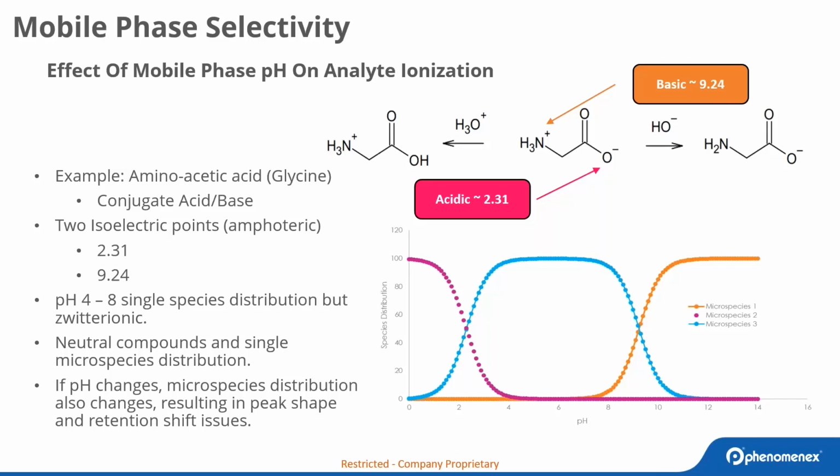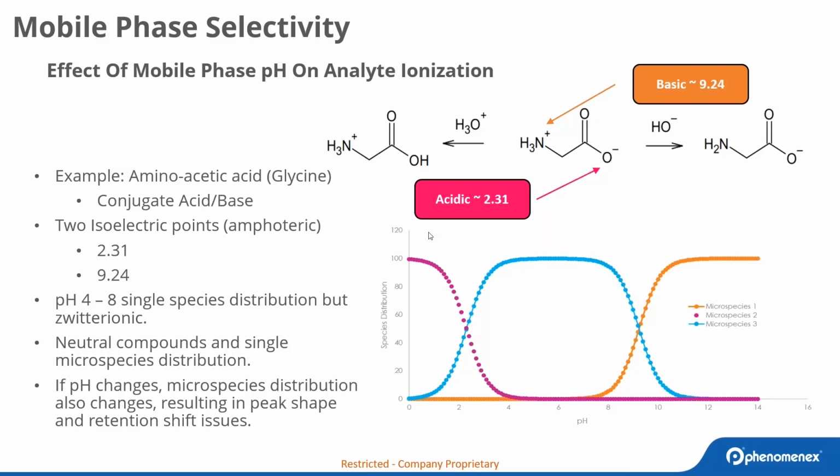And speaking about dual species, here's an example of the different pKas and what impact that has. So here we have amino acetic acid, or glycine. This has both conjugate acid and base, so it's got 2 isoelectric points. It's got one at 2.3, and then a basic one at 9.2. And from a pH of roughly 4 to 8, you have a single species distribution, but it's sort of ionic.